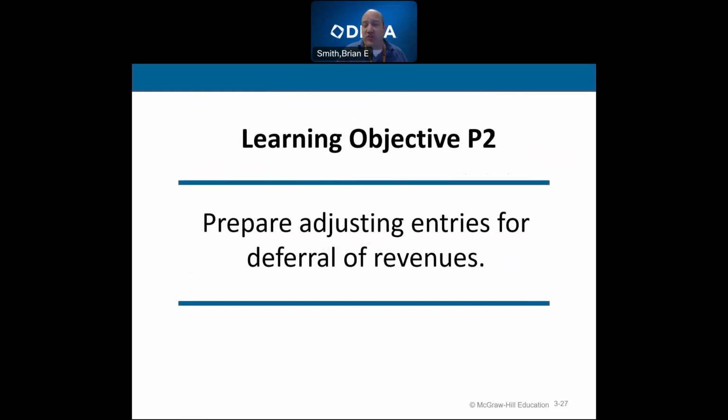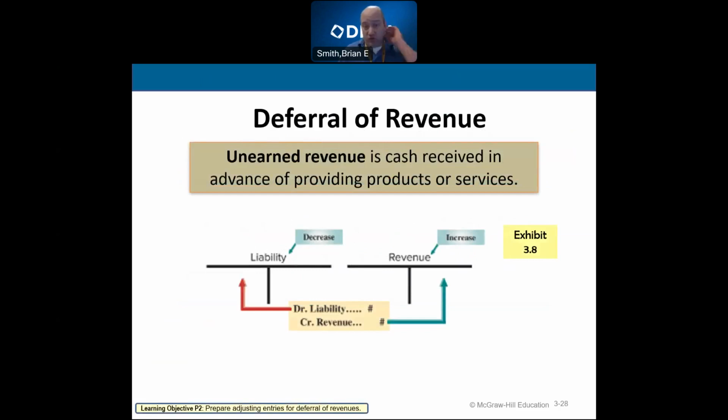Adjusting entries for the deferral of revenues. All right. So what is a deferral of revenues? It's when you're receiving money ahead of time for work you're planning on doing but haven't done yet. So you're recording what's called unearned revenues. Unearned revenues, we're going to record as a liability. When we first get it, we're going to be crediting the liability account and debiting cash because we're receiving it in advance. Then, once we do the work or provide the goods that we're promising, we're going to debit that unearned account and credit the revenue account.